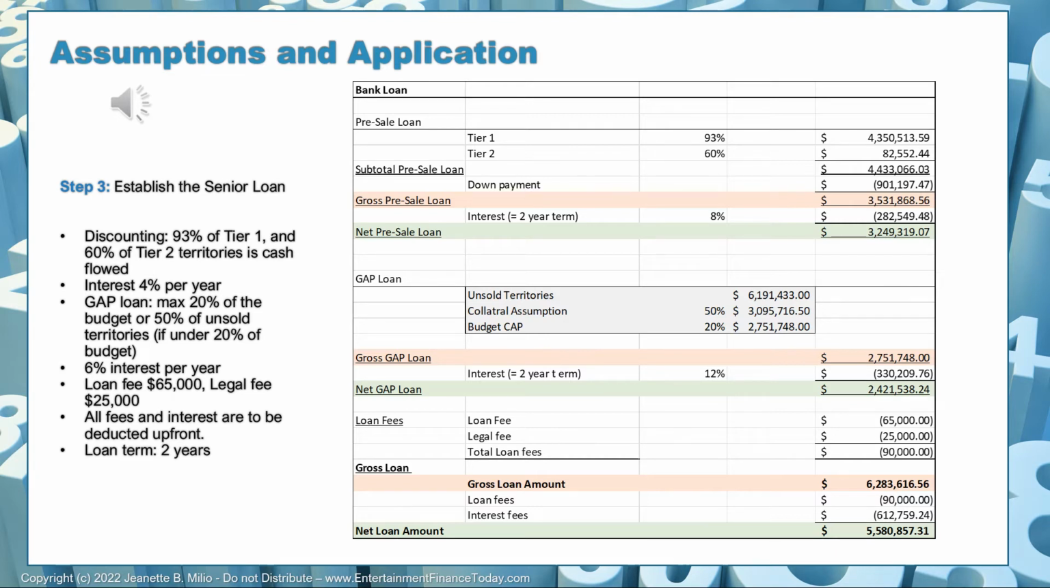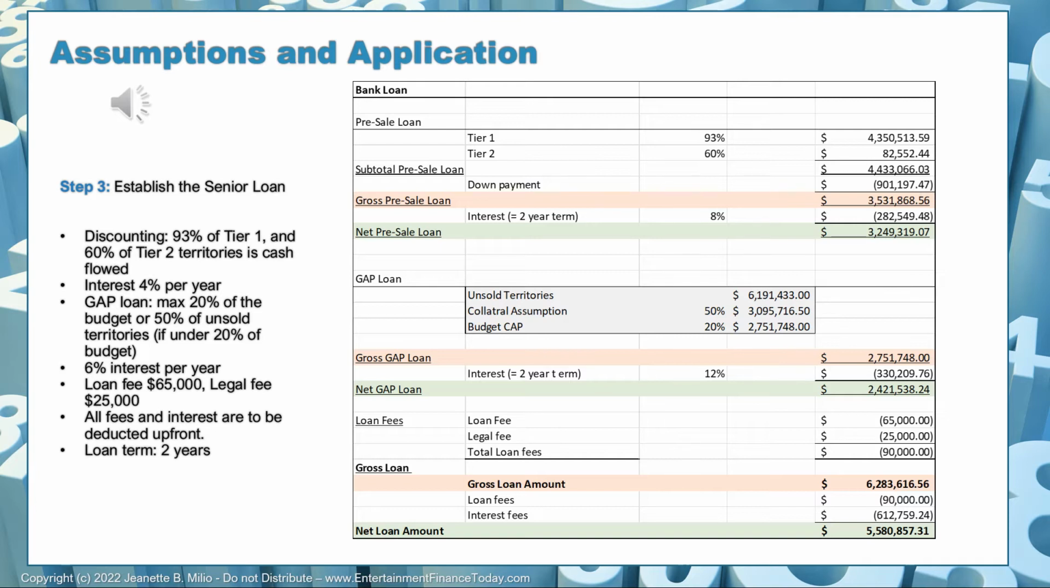However, the budget cap for the bank is going to be 20% of the budget. 20% of our budget is $2,751,748, and that is less than what the collateral assumption amount would have been. So that is the amount the bank will give us, and not a cent more.